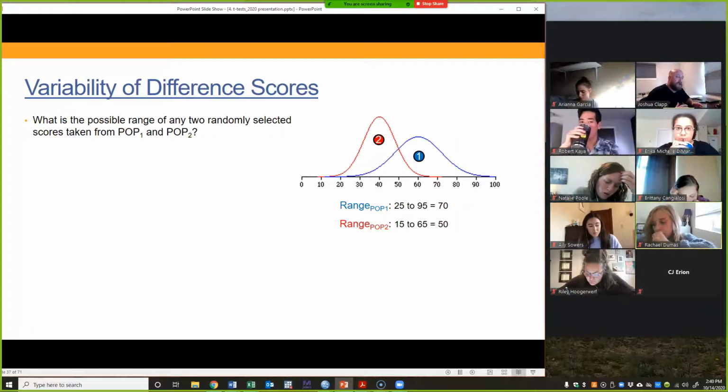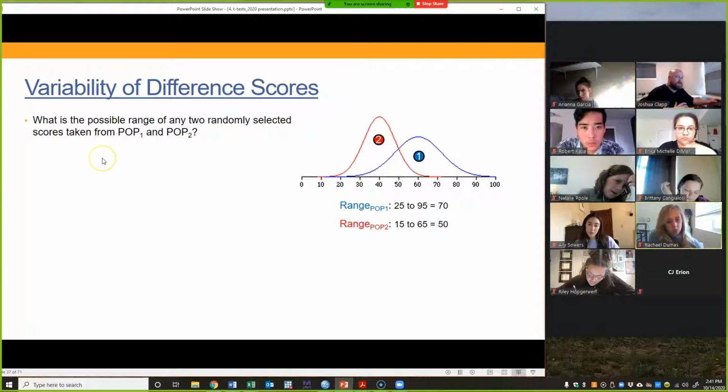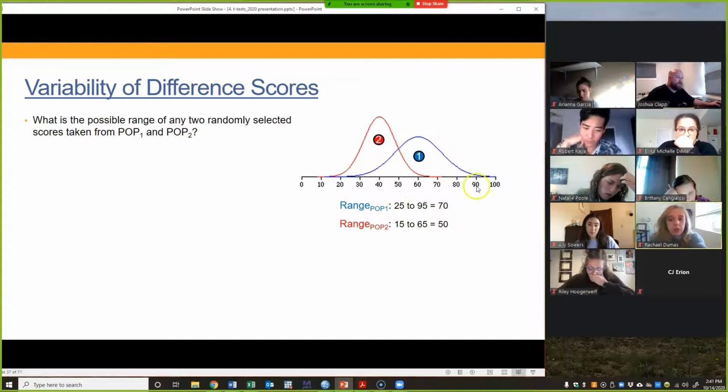So let's say that we have two populations that we're working with. We've got population 1 here in the blue, and population 2 here in the red. My question is, what's the possible range of any two randomly selected scores that I could take from population 1 and population 2? Population 1 in blue has a minimum score of 25 and a max score of 95. Population 2 has a minimum score of 15 and a max score of 65.